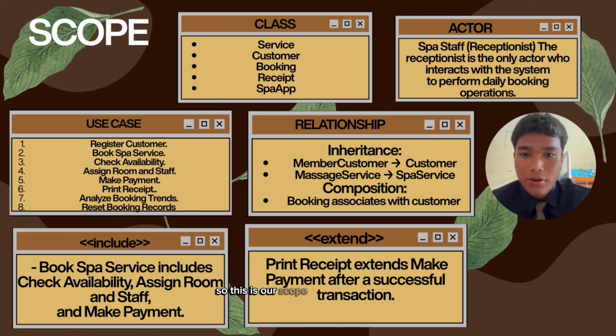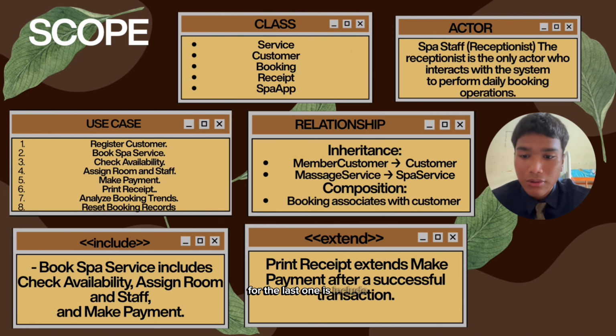So this is our scope. We have 6 scopes, but I will take only 3, which are class, use case, and include. For the class, we have 5, which are service, customer, booking, receipt, and spa app. For the use case, we have 8 steps: register customer, book spa, check availability, assign room and staff, make payment, print receipt, analyze booking trend, and reset booking record.